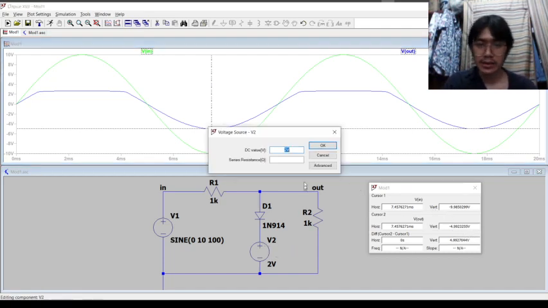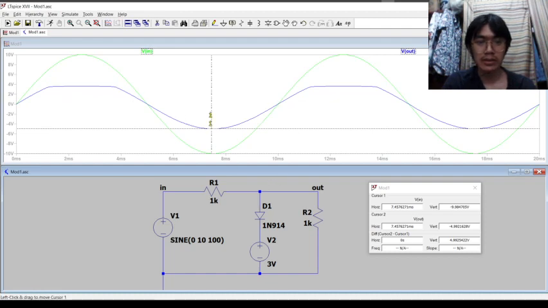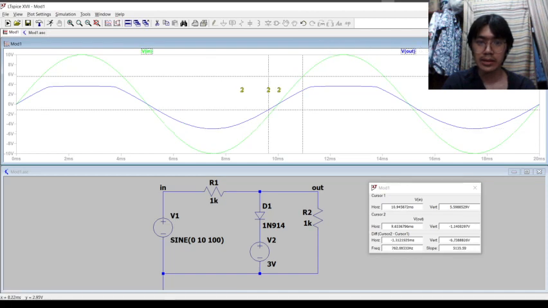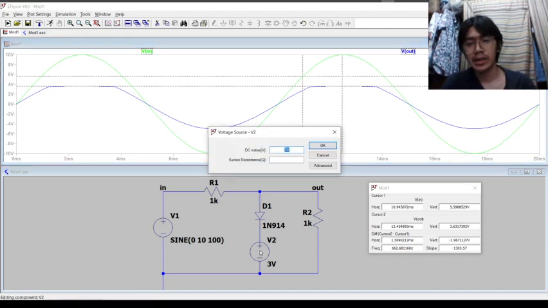So again, let's increase it by 1 to 3 volts and let's run them again. It will still follow, but this time the clipping value is at 3.63 or roughly 3.7. So it still follows the same rule, but what will happen if we add a bias that is 5 volts?